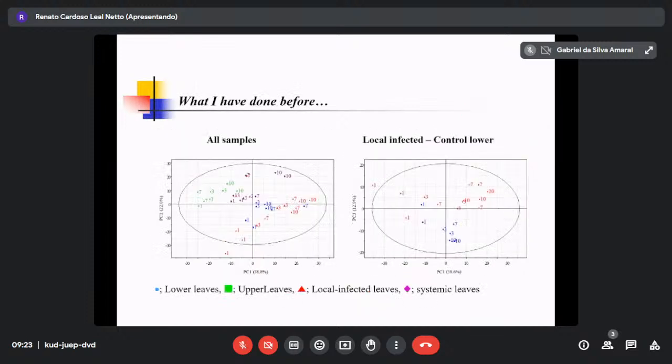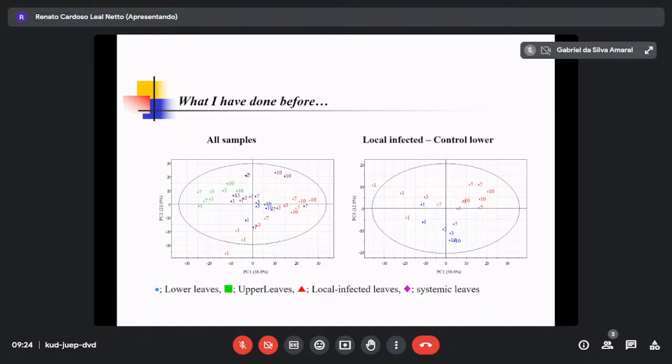Just a doubt. Let me reformulate. Can I say that PC1 is able to separate local and systemic leaves based on the distance of the variance that I'm seeing visually there? No. Why? Because if you say it's systemic leaves versus local leaves, yes, it's separated.